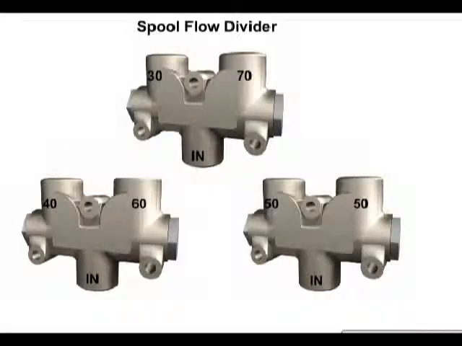Spool-type proportional flow dividers divide the flow into two flow paths. The input flow is divided proportionally between the two output flow paths. Common flow divisions are 30-70, 40-60, and 50-50.